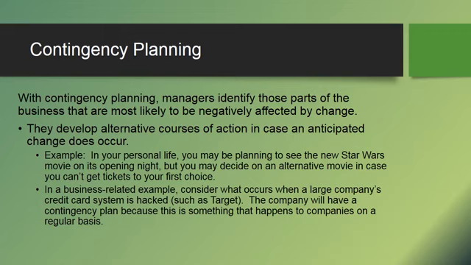The company will have a contingency plan because this is something that happens to companies on a regular basis. So if a company comes out and says, we didn't have a plan, we didn't think this would happen to us, that is a really, really badly managed company.